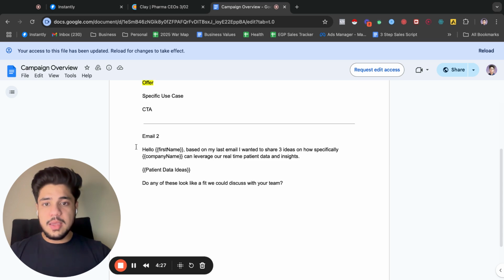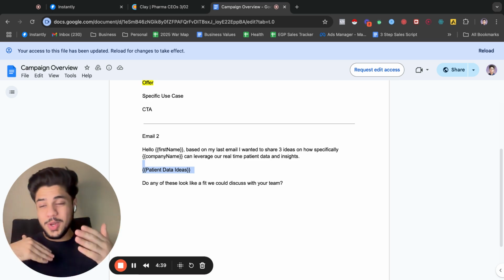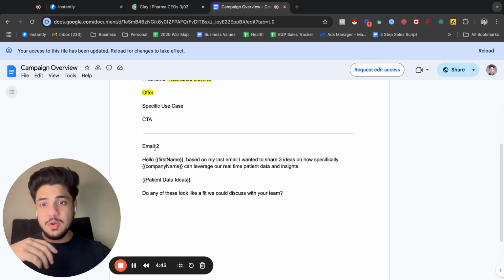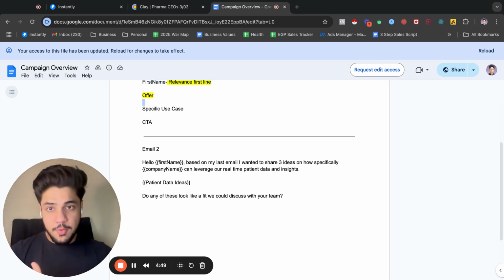And in the email too, again, it's pretty straightforward over here. We just have one element of AI where we give them ideas. Basically, we give them 3 ideas on how they can leverage our product inside their company. I think this works very well for us as well. Sometimes what we also do is take email two as email one, and email one as email two, so it's quite interchangeable.